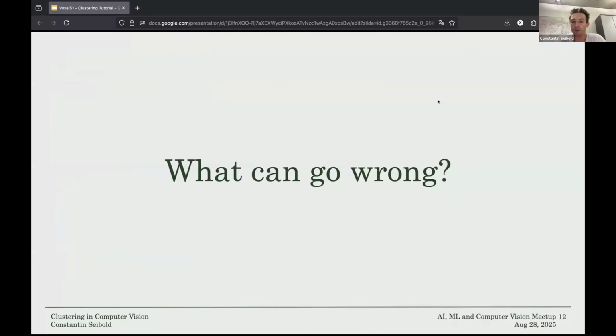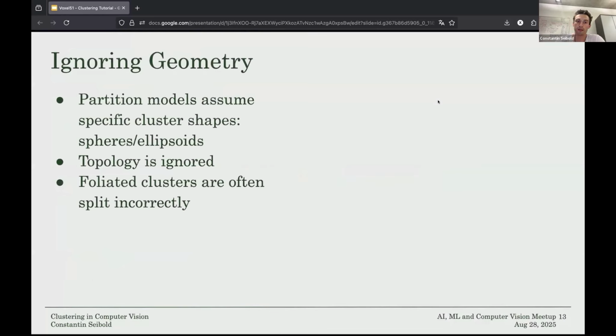But the question now is, when we have these partition-based methods, what can go wrong, right? And a big problem which plagues many of these clustering algorithms that we go over today is that they ignore geometry.